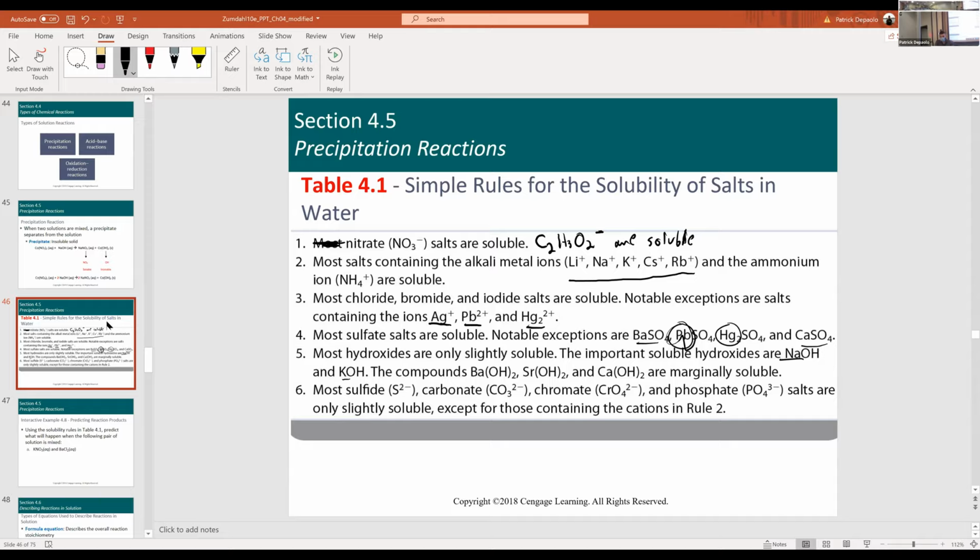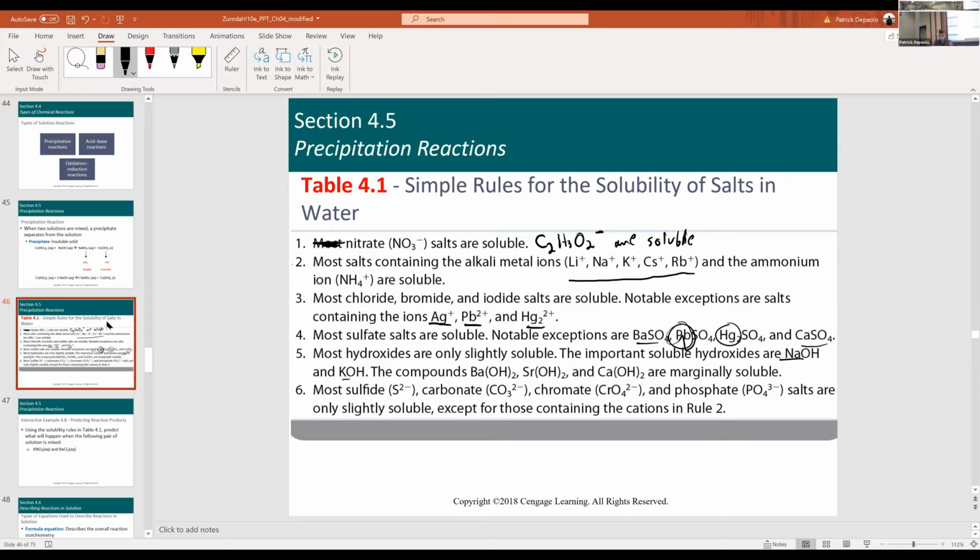Then sulfides, carbonates, chromates, and phosphates are only slightly soluble, except for those containing cations in Rule 2. So what you're going to see, I'll tell you right now, in these equations, you're going to have four ionic substances, the reactant sides, and then the product side is when they switch. Out of those, from the first two rules alone, you should be able, by process of elimination, to tell what's insoluble.